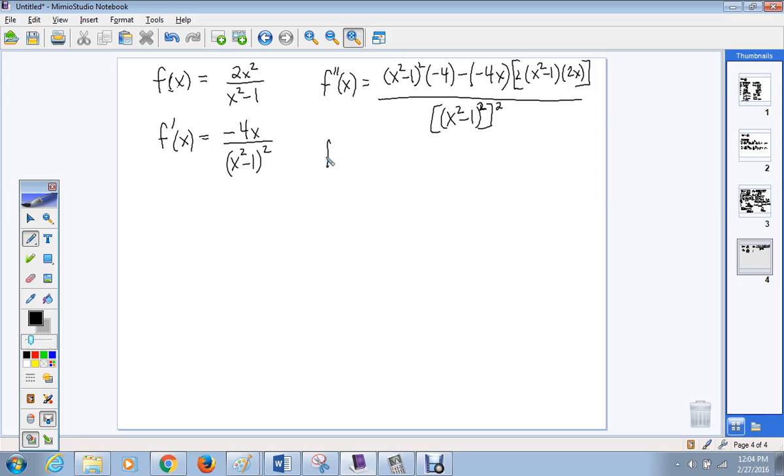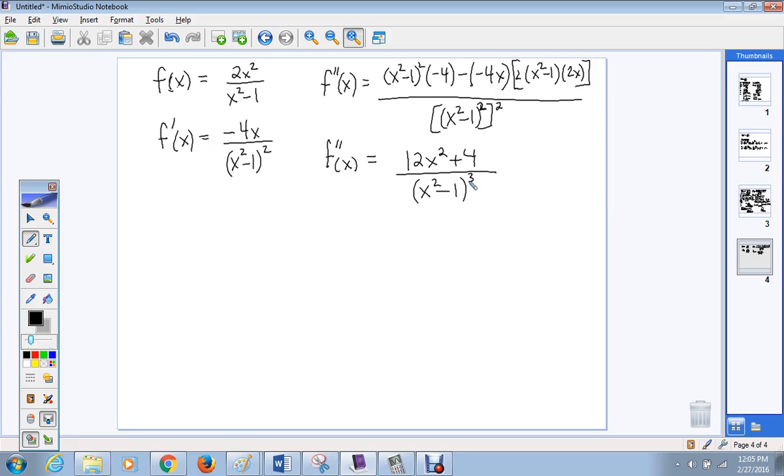So if we simplified this, we would get 12x squared plus 4 all divided by x squared minus 1 cubed. And the easiest way to simplify it is pull out your common factors in the numerator, which would be your x squared minus 1, and you could also, it looks like, pull out a 4x or a negative 4x, and then simplify it from there.